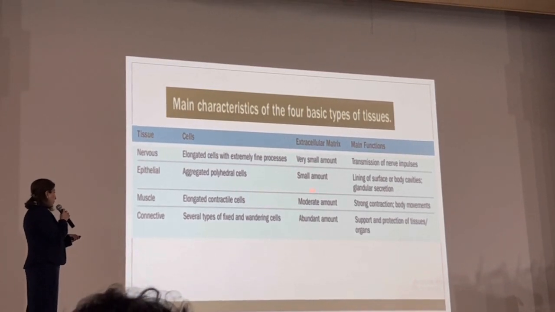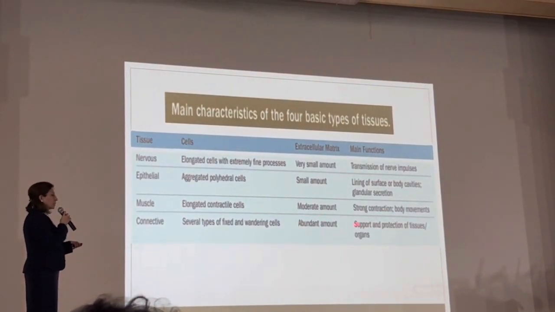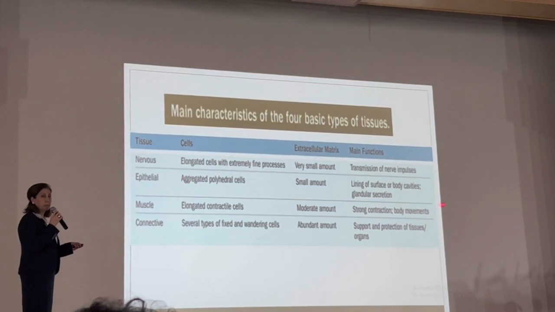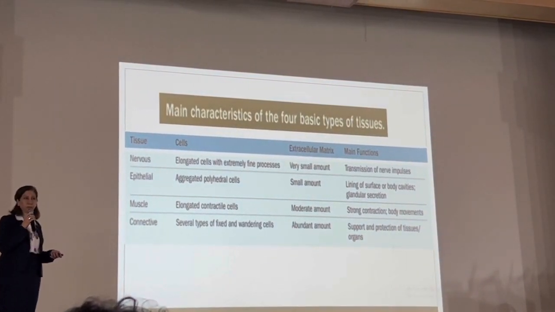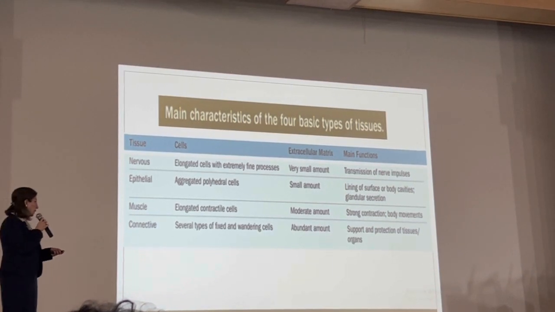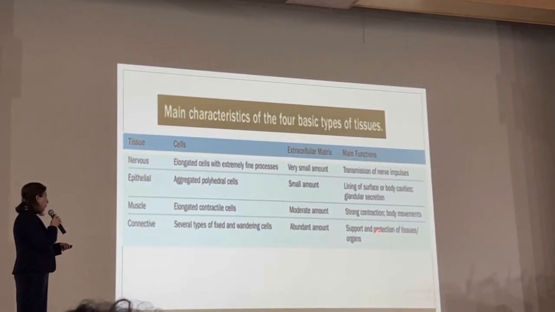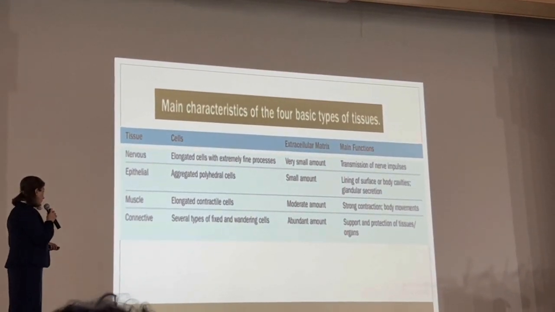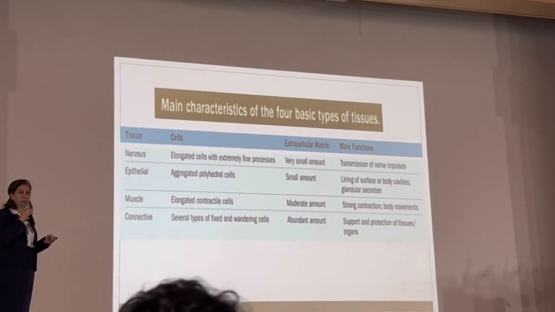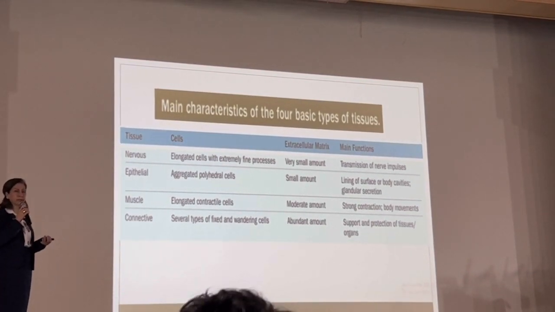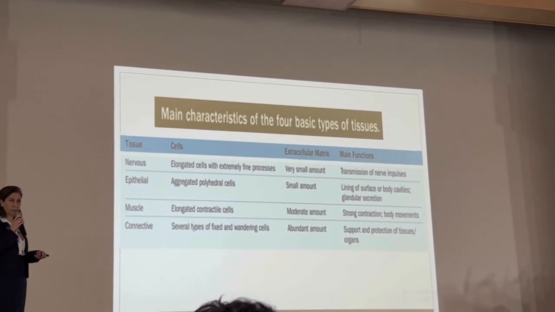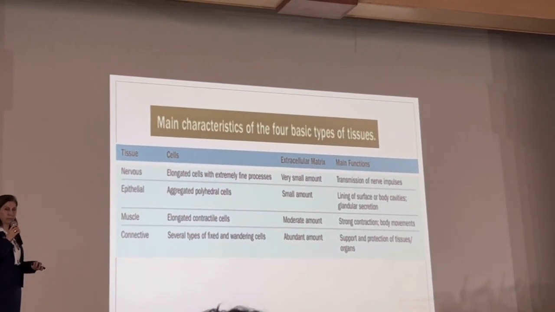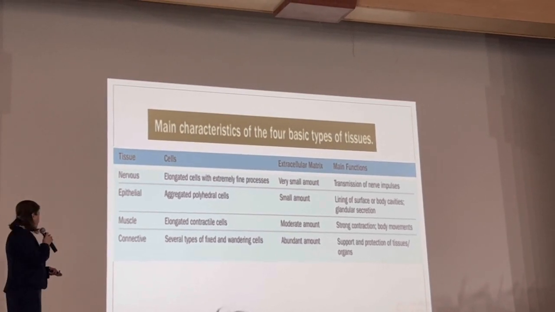Here we can see that the amount of the extracellular material is abundant, a large amount. Abundant, we mean a large amount of extracellular material. And the function is support and protection of tissues and organs. Connective tissue will connect different types of tissues in the body and fill the spaces between them. So it acts as a supportive type of tissue.